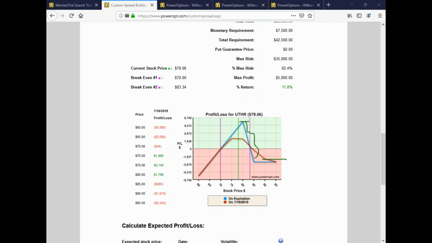All right. Follow-up question related to this. Darrell says, does the PowerOptions program contain a trade journal or portfolio manager to keep track of the trades? Yes. When you're tracking any position, enter any position in the portfolio.